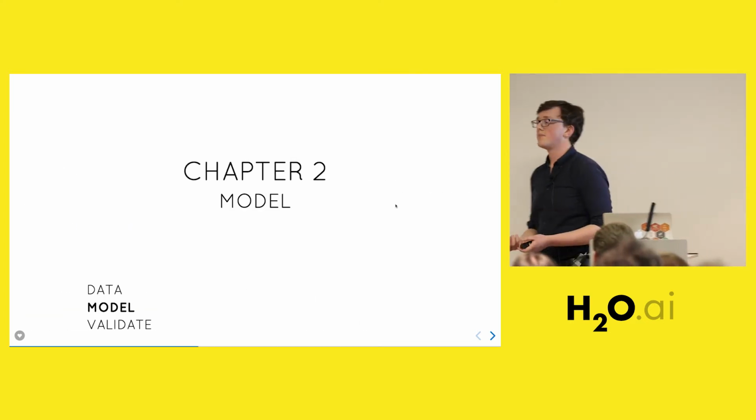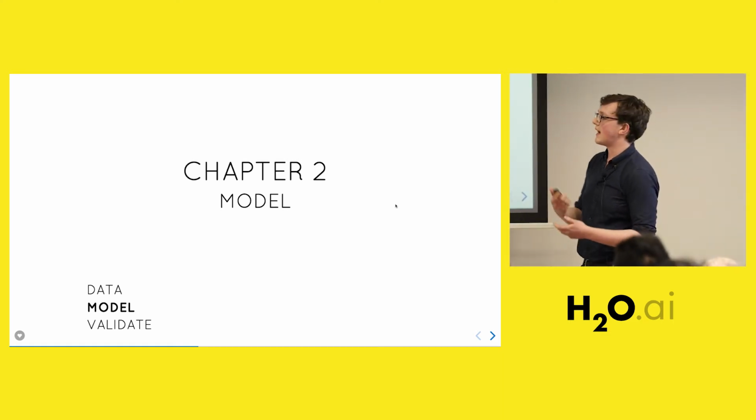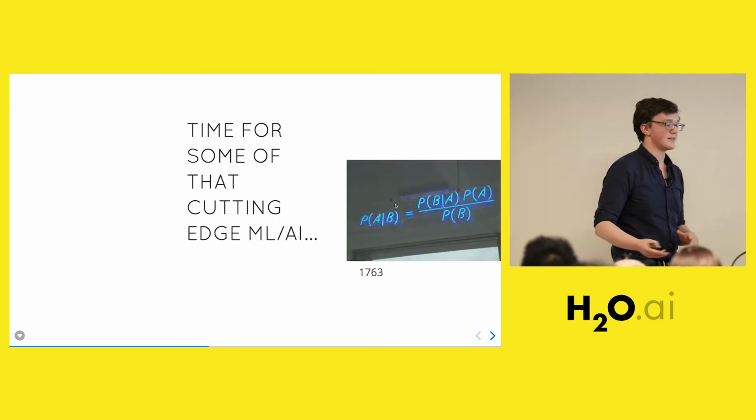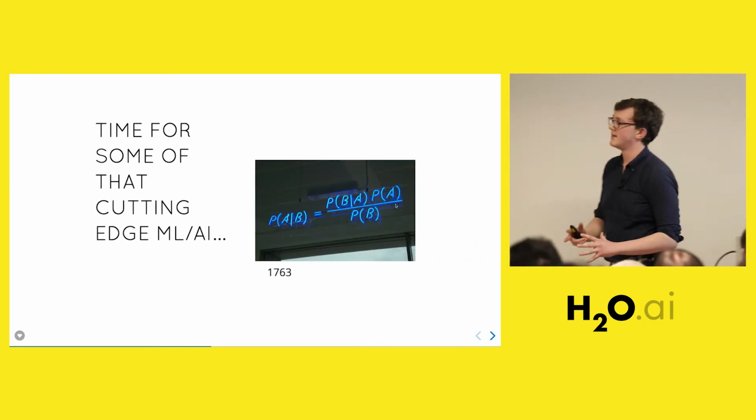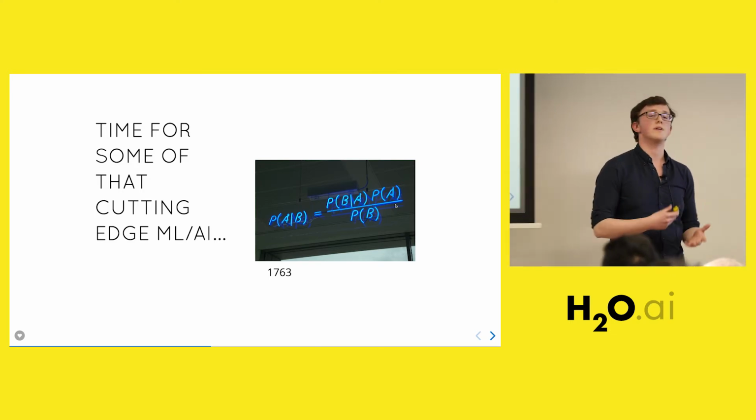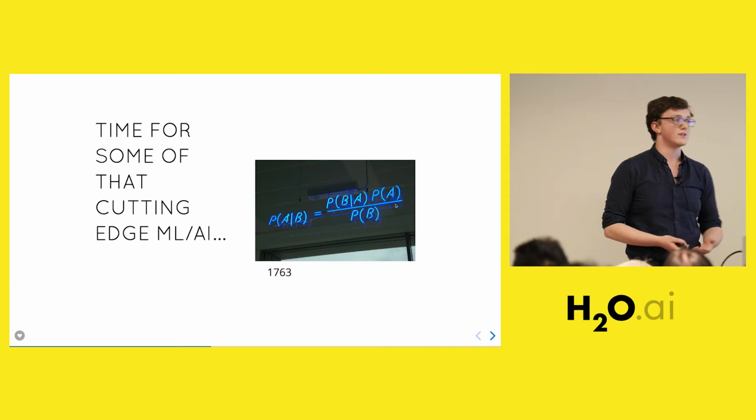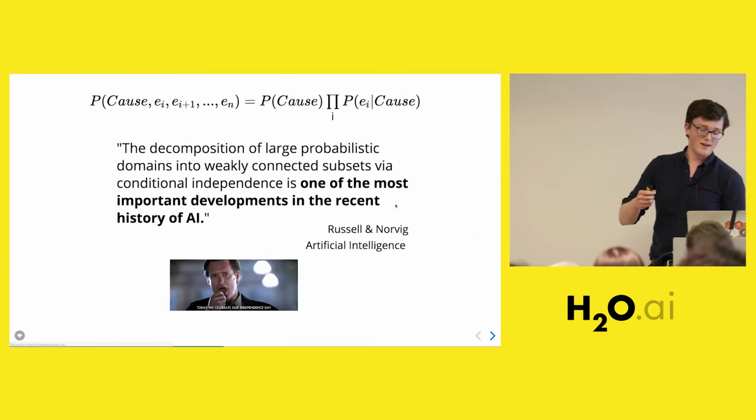Once we've cleaned our data up, now we want to build our model. So we have to think about what model we want to use, how we're going to train it, and then how we're going to validate it later on. So time for that cutting-edge machine learning. I use Bayesian statistics, which goes back to 1763, although the splitting down into independence is obviously a more recent development.